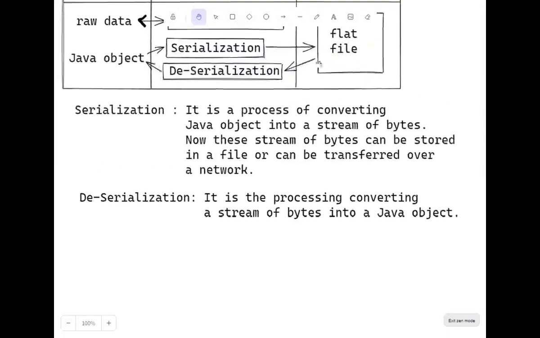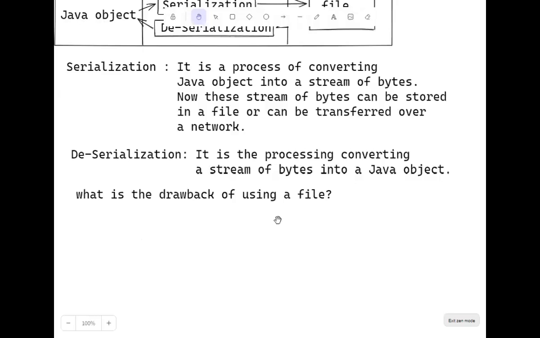Now, why don't we use a file? What is the drawback of using a file? Why don't we use a file in real-time projects?